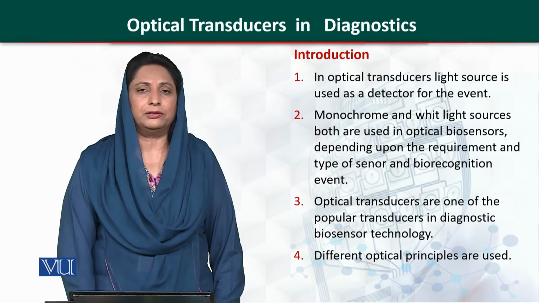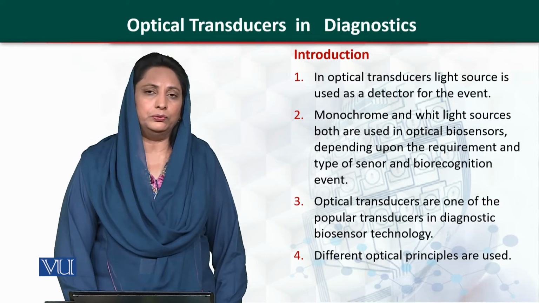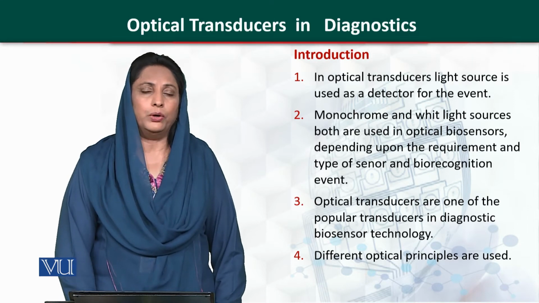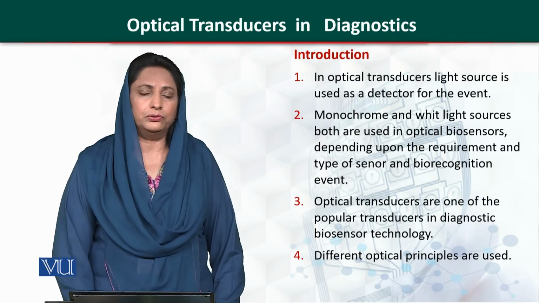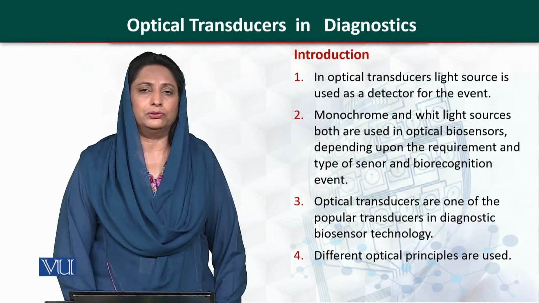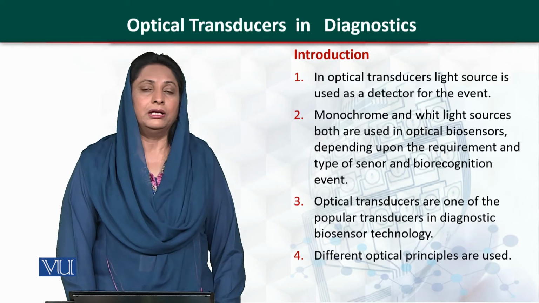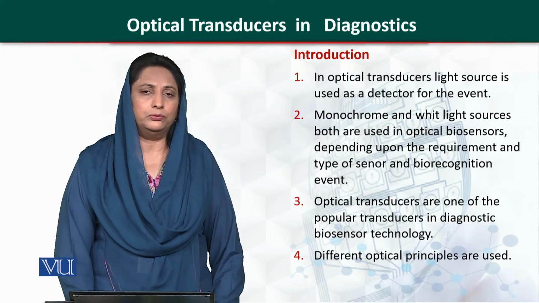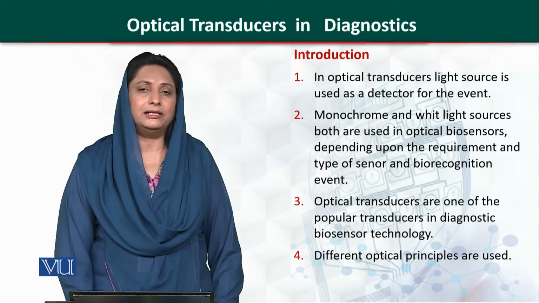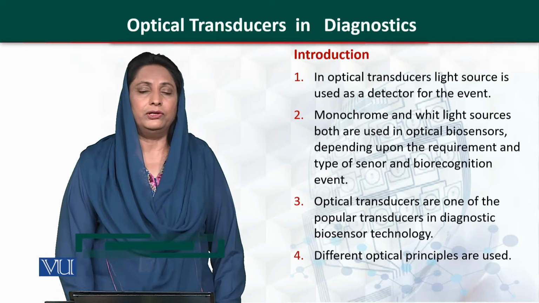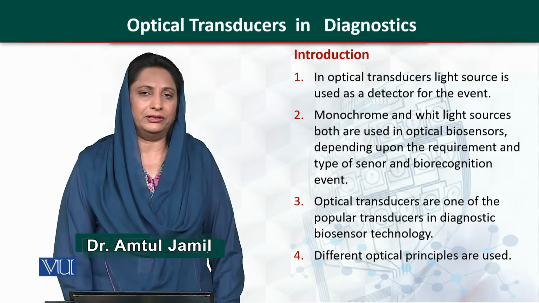There are two types of light sources that are used in the diagnostic optical biosensor. One is a monochromatic light source and the other is white light. Monochromatic light sources are of two types. Number one is light emitting diodes and number two is laser. We have studied about these sources in our previous modules. We know that the white light is a combination of 7 different colors.